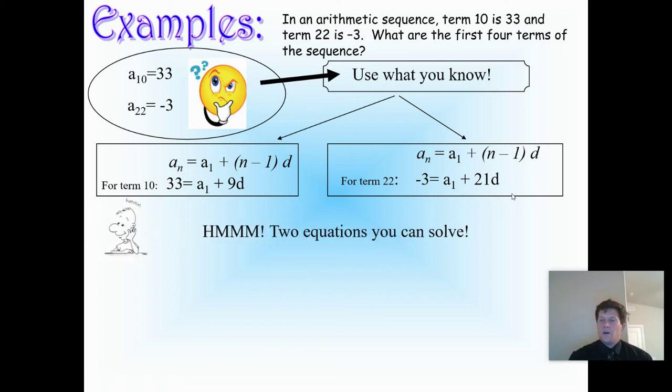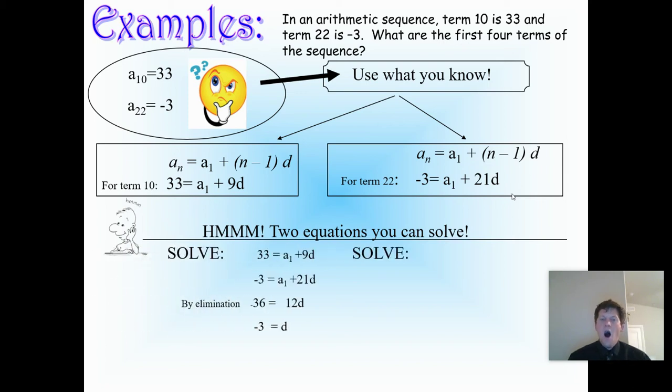Solving using our system of equations methods, I can eliminate these by getting rid of the a1s together. If I do so, I end up with -36 equals 12d. Divide both sides by that 12. I get d is equal to -3. So my common difference, my pattern in this sequence, is subtracting 3 every time.